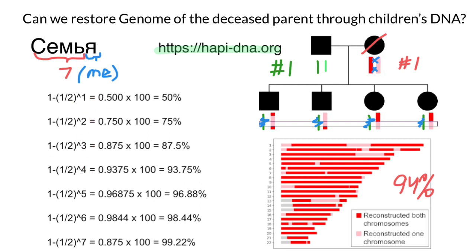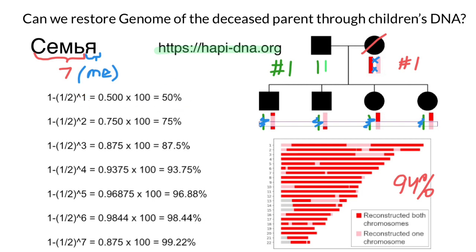So if we have only 1 child in a family, we can only restore 50% of the genetic information of a parent, of one parent and another parent. But with 2 children, we can restore 75% of the genetic information. With 3 children, 87.5%. With 4 children, 93.75%. With 5, 96.88, with 6, 98.44, and with 7 children, 99.22%. So as you see, the more children we have, the more genetic information we can restore.